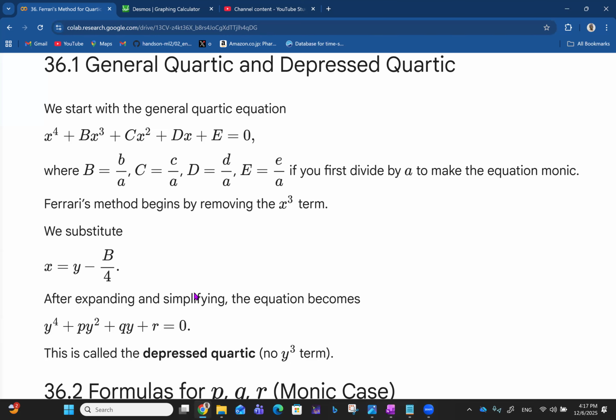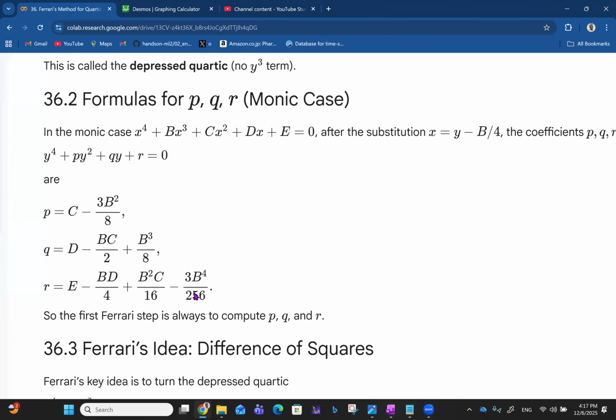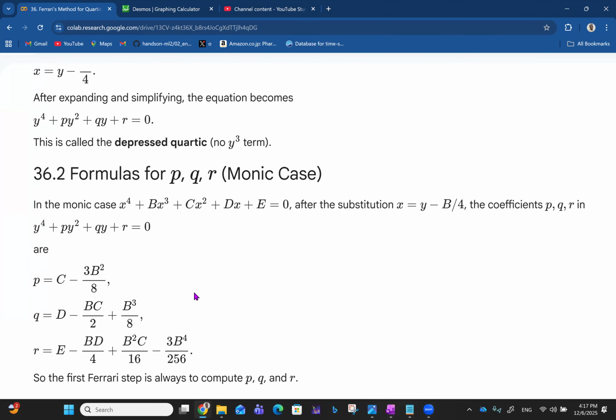So once you do that, you get a depressed quartic, and then we go ahead and talk about formulas for P, Q, and R, for the monic case now. So like I said, P, Q, and R are not just like that. So the formulas for P, Q, and R in the monic case, x raised to power 4 plus bx cubed plus cx squared plus dx plus e equals 0. After substituting x equals y minus b over 4, the coefficients P, Q, and R in y raised to power 4 plus py squared plus qy plus r is 0.